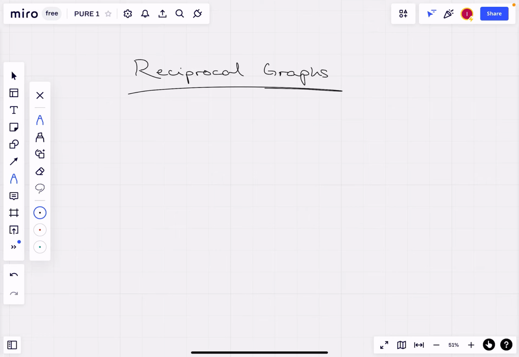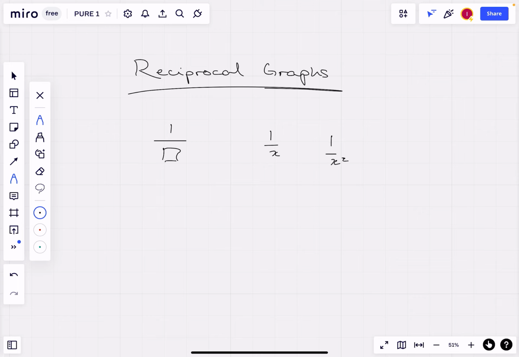Reciprocal graphs aren't too complicated, to be honest. It's more just a matter of remembering and memorizing what they look like. So reciprocal means 1 over something. So when I'm talking about a reciprocal graph, I'm talking about 1 over x or 1 over x squared.